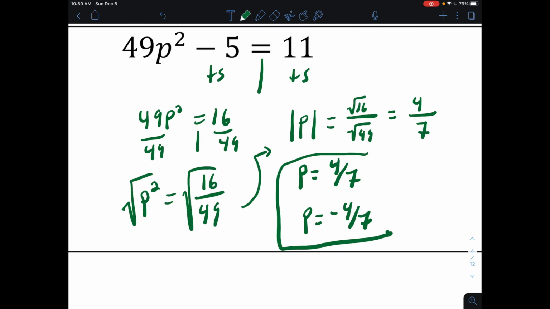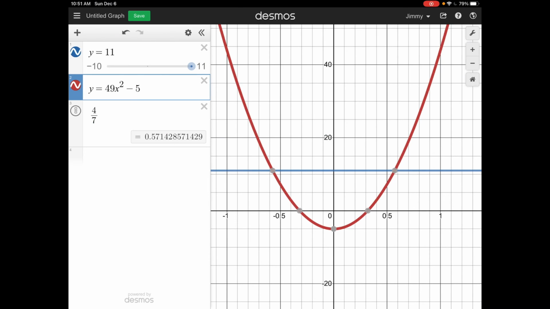Now let's compare those answers in Desmos. All right, so I have y equals the left side of our equation, y equals the right side of our equation. We said that we should end up with answers of positive or negative 4 over 7, so I have the decimal for us to compare to. We click on the two intersections, and we confirmed our answer because we have negative 0.571 and positive 0.571.